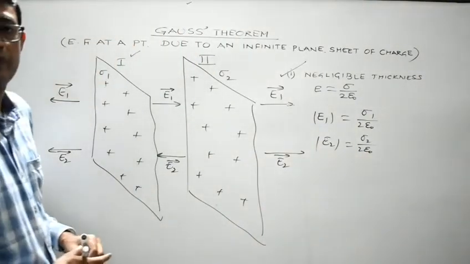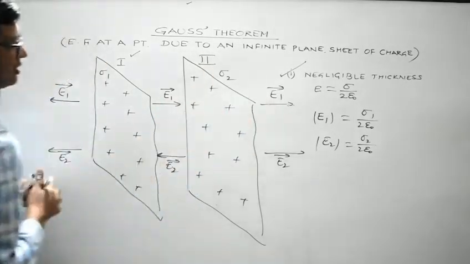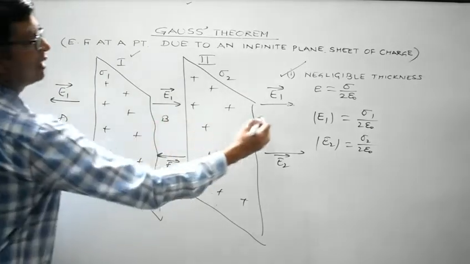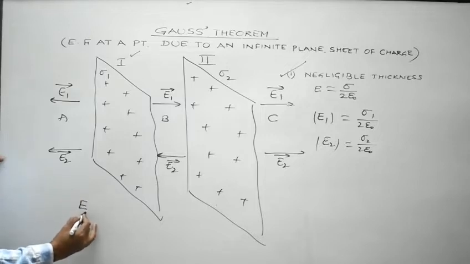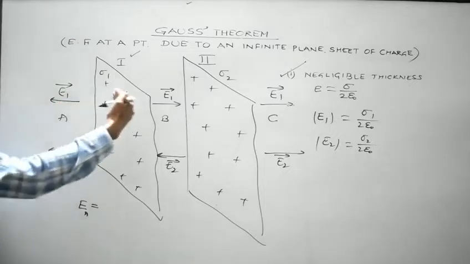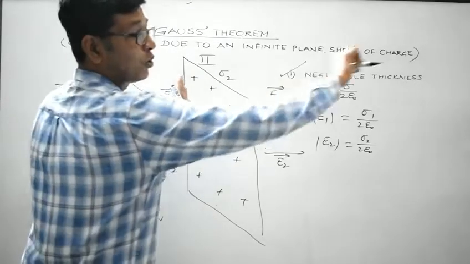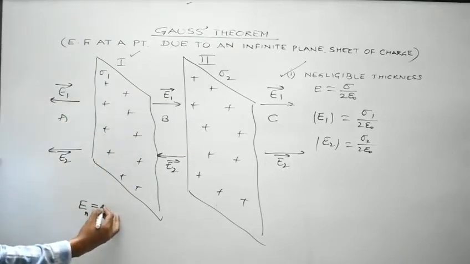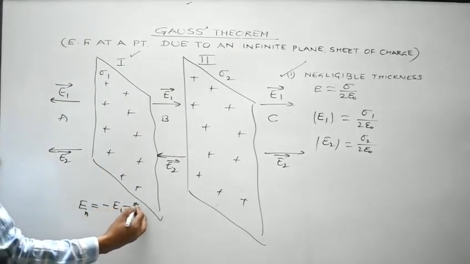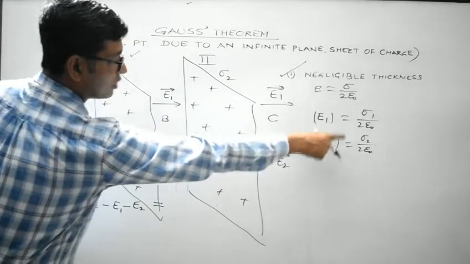Is that clear? Now what to do is, suppose these two plane sheets have divided the entire space into three regions, A, B and C. Let's find out the electric field at point A. Net electric field at point A. Now both these vectors are in the same direction, so obviously they will get added up. Now let's take this to be the positive direction and this to be the negative direction. So net electric field in this region would be minus E1 minus E2. So both are of same direction. So substitute this value over here. So what do you get?